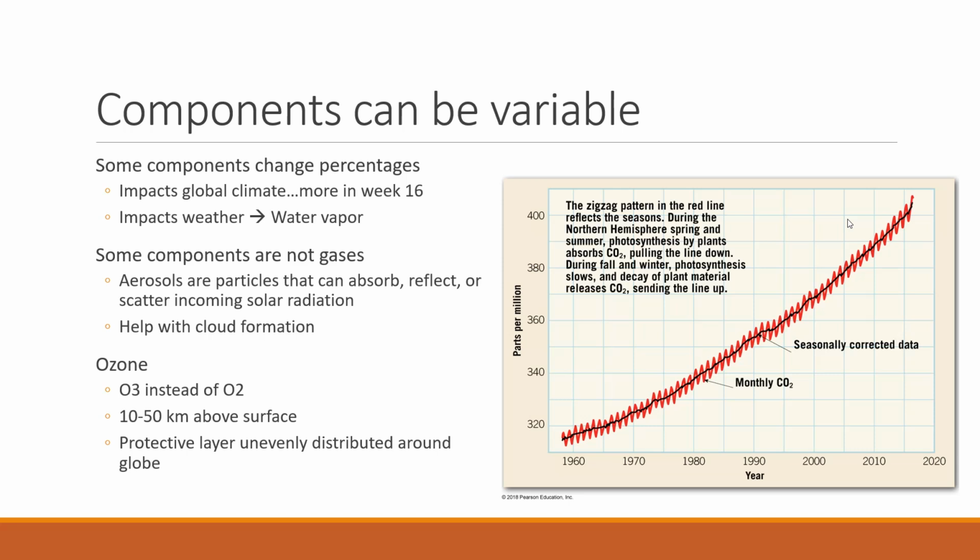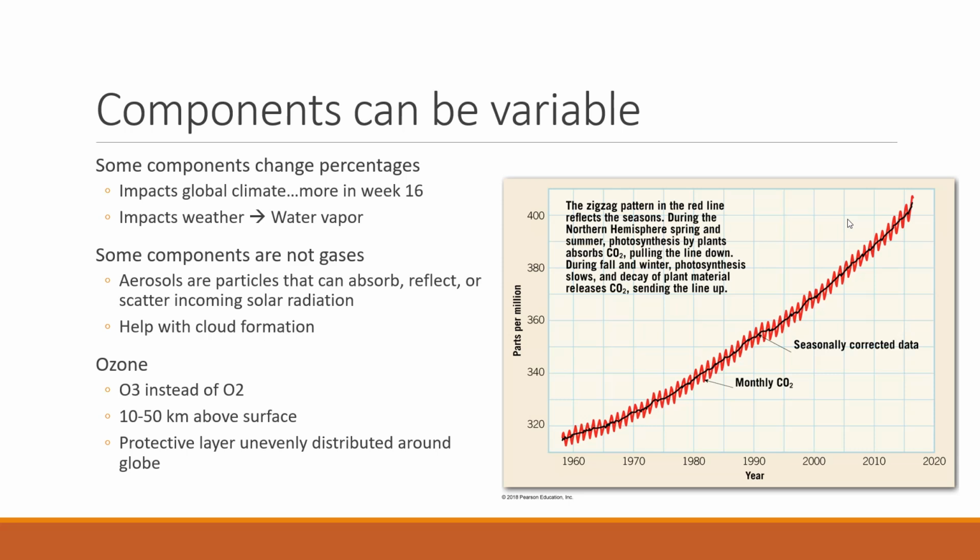Again, aerosols will help with cloud formation, and then they can also help with global cooling. We will see this in week 16 when we talk about climate. Ozone is an important part of the atmosphere. Ozone is where oxygen takes the form of O3 instead of O2. There's a layer of ozone 10 to 50 kilometers above the surface.